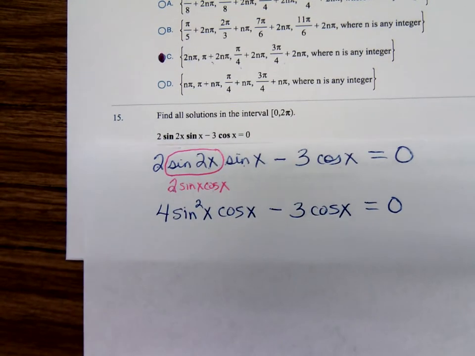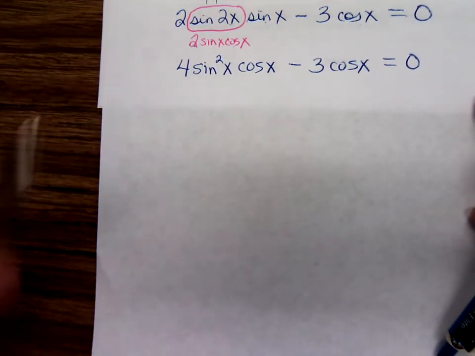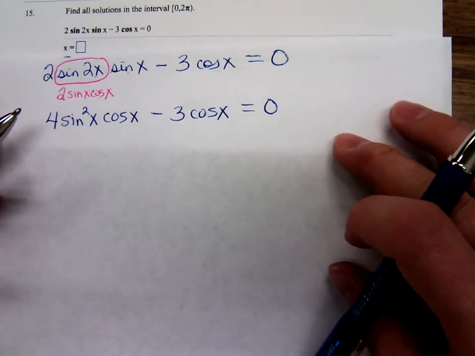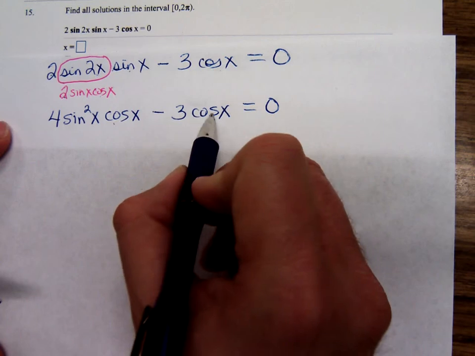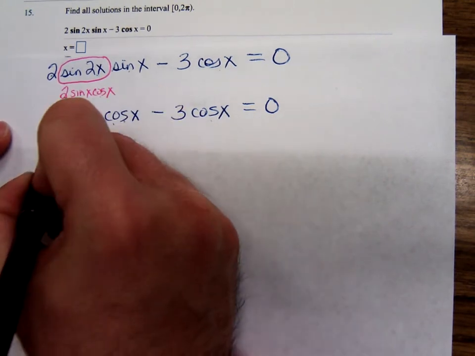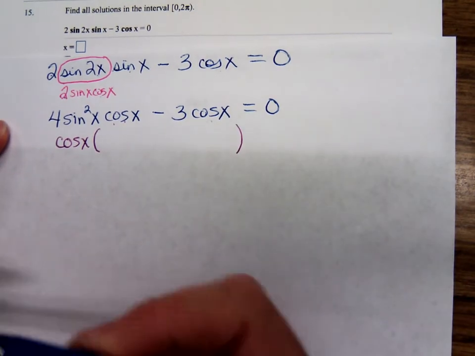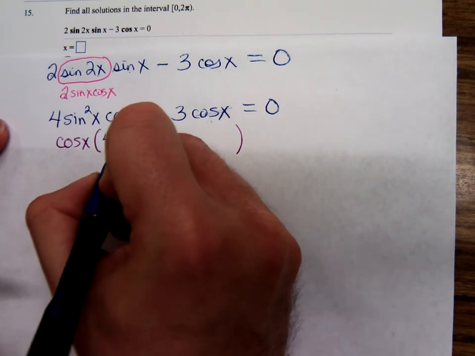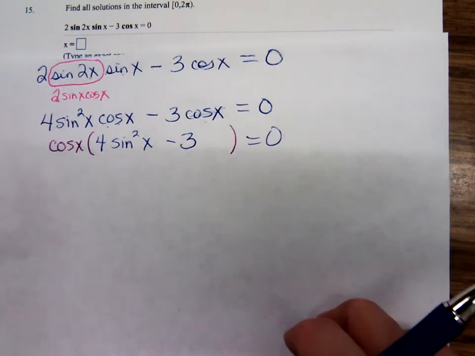You might think, well, what did we accomplish? Why was that important? Well, now when you look at this, do we have something that we could factor? Yes. What trig function could I factor out of each term here? Well, I could factor a cosine x from each one of these. If I factored a cosine x from each one, what's going to be in the parentheses? Well, that'd be gone and that'd be gone. So we'd have a 4 sine squared x minus 3 equals 0.